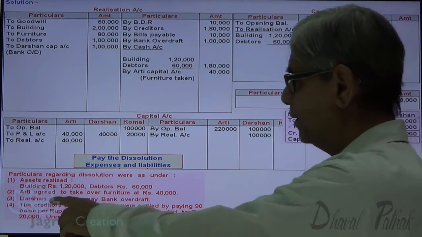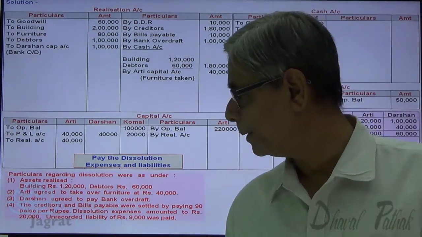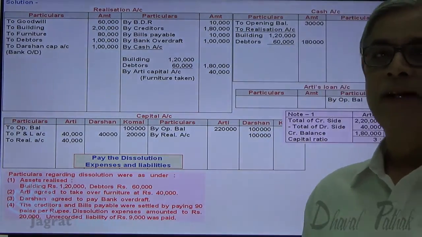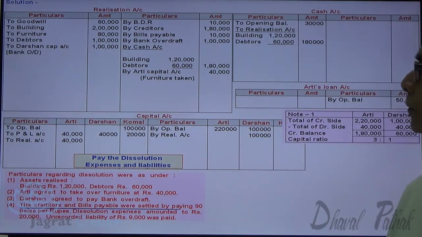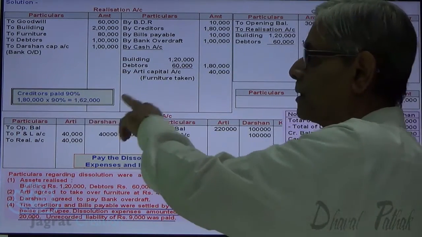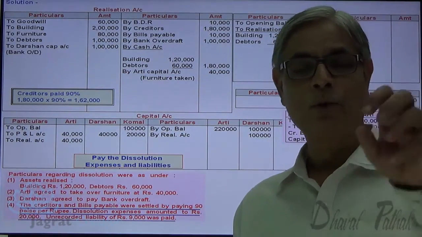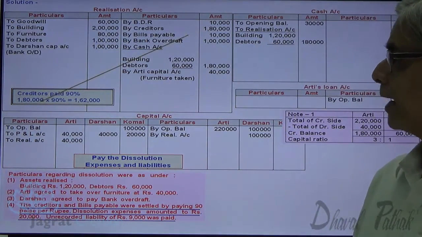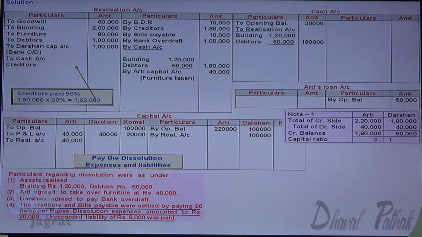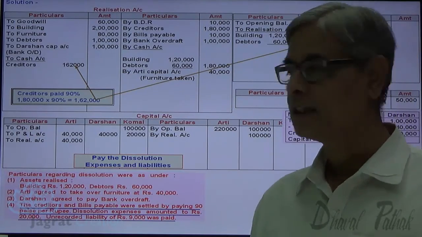Now, the creditors and bills payable were settled by paying 90 paisa in the rupee. So 90% payment is made for creditors and bills payable. Let us sort out. How much are the creditors? 1,80,000, 90% thereof, 1,62,000. Amount paid to creditors 1,62,000. What's the journal entry? Realization account debit to cash account credit. So cash account is credited for payment to creditors.